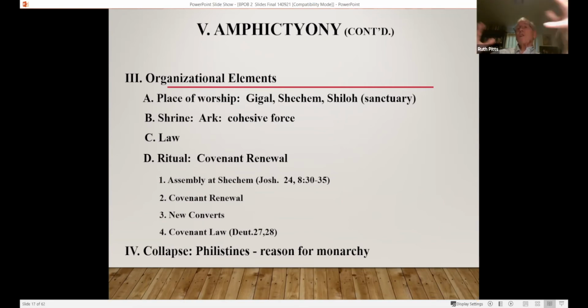Now, why did all this Amphictyony collapse? They thought of the real leader of this whole movement as God. But they have to move to a political leader because the Philistines start defeating them. And the Philistines prove to be more powerful than any one of these tribes individually. They're going to have to bring the tribes together and have this kind of coherence in order to succeed politically. All right, let's move on.